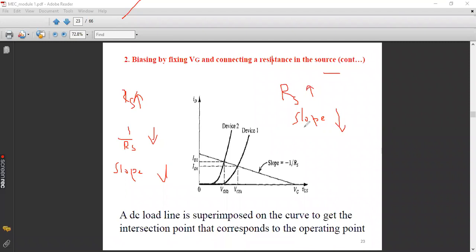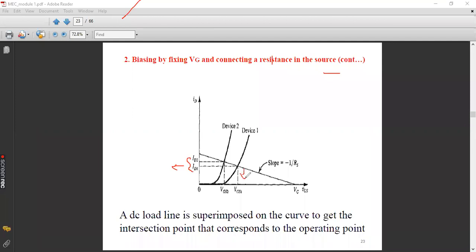It will come down. Obviously, it should come down, right? So when slope increases, or rather when slope decreases, the DC load line should come down. Now, observe the graph carefully again. If this DC load line comes down, what will be the gap between ID1 and ID2? Whether it will be more or less.